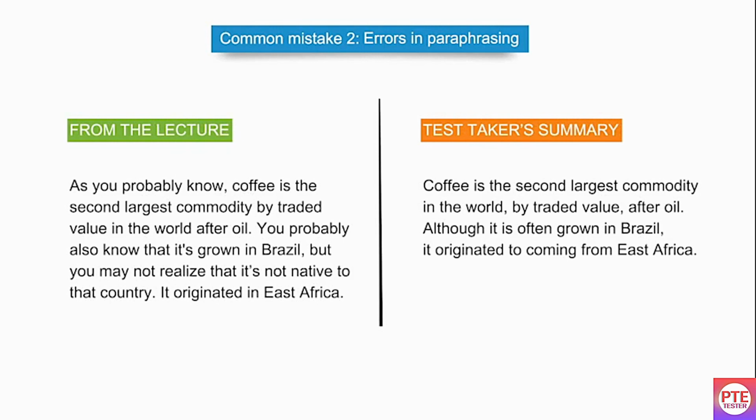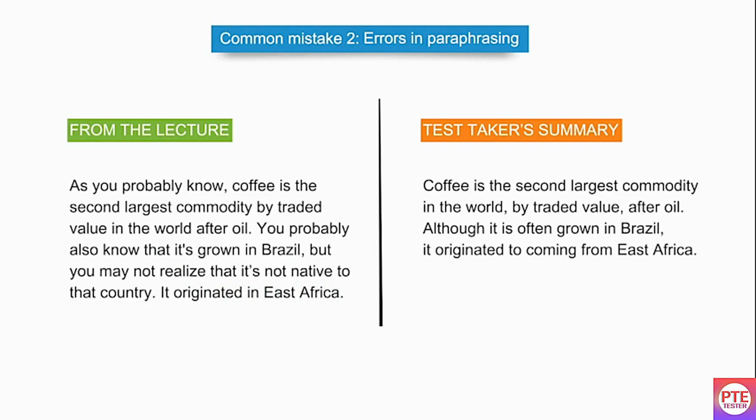What is the problem? The lecturer said, As you probably know, coffee is the second largest commodity by traded value in the world after oil. You probably also know that it's grown in Brazil, but you may not realise that it's not native to that country. It originated in East Africa.